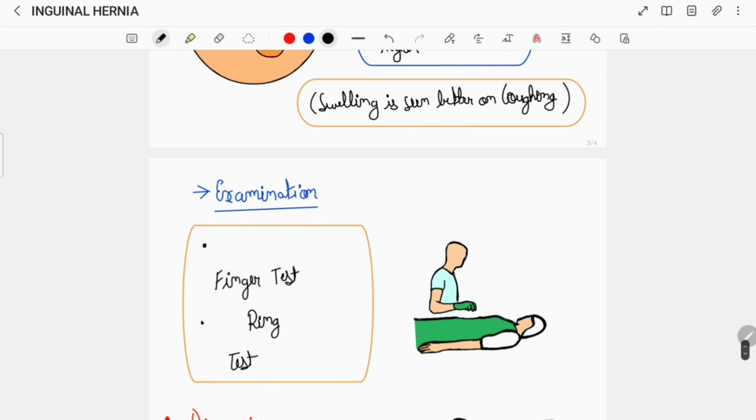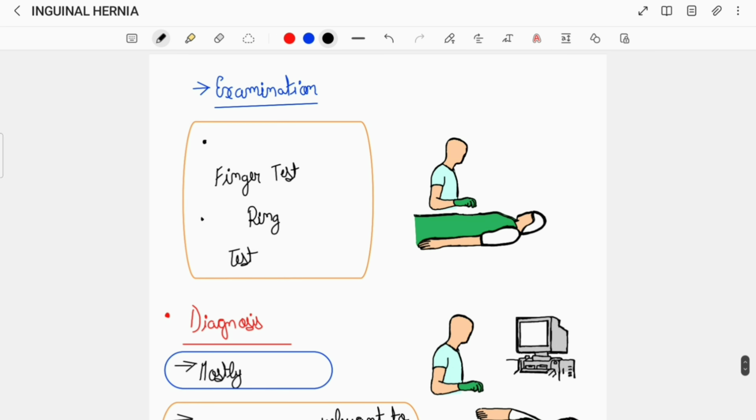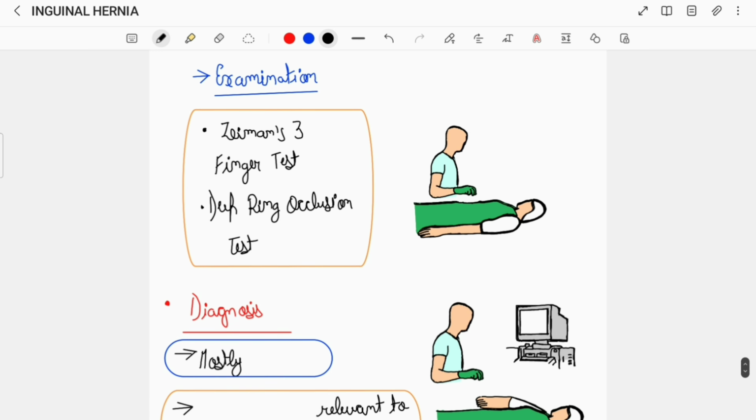To confirm the diagnosis of inguinal hernia, your doctor can perform certain clinical tests which can include a Zieman's 3-finger test and a deep ring occlusion test. To know more about these tests, you can check out my YouTube shorts on the same, the link for which has been mentioned in the description below.